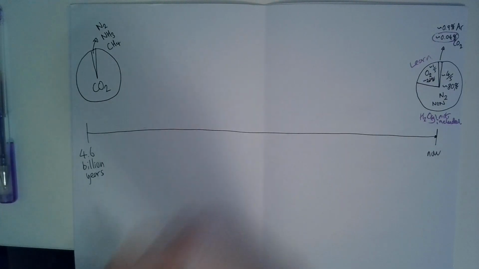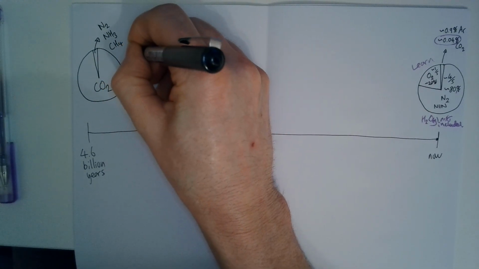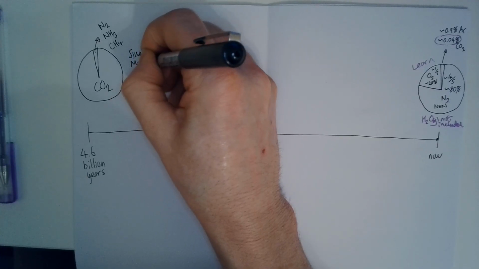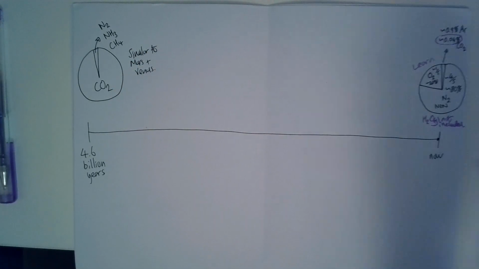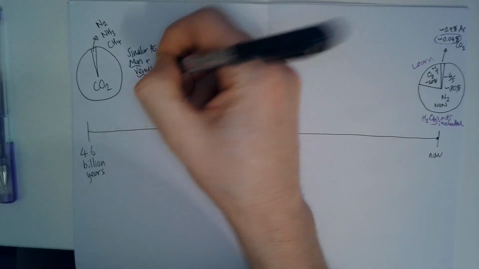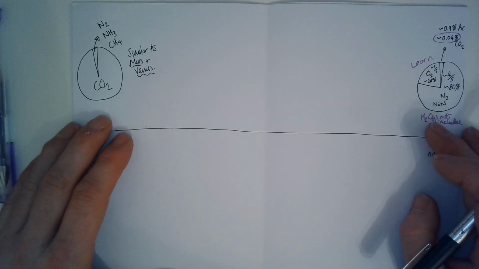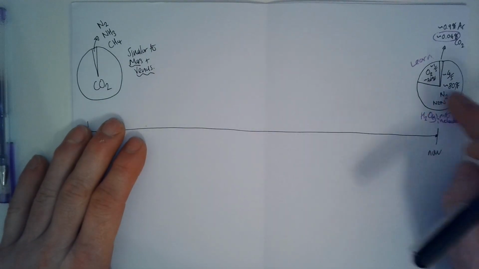So this atmosphere here is thought to be very similar to Mars and Venus today. So we look at the atmosphere of Mars and Venus and we think that was what the Earth's early atmosphere was like. Because special things happened on Earth that turned us from this pie chart into this pie chart.